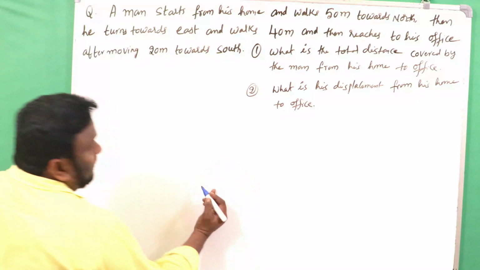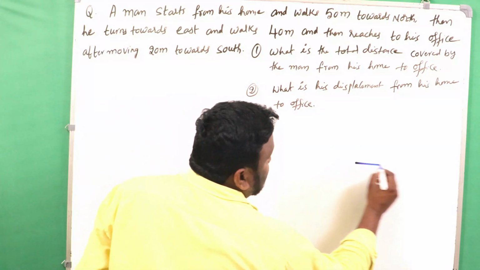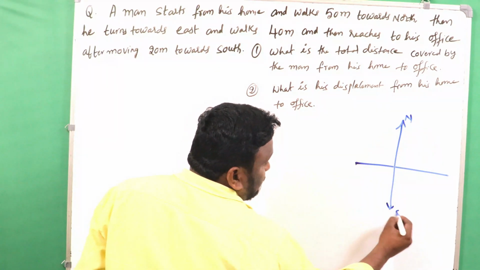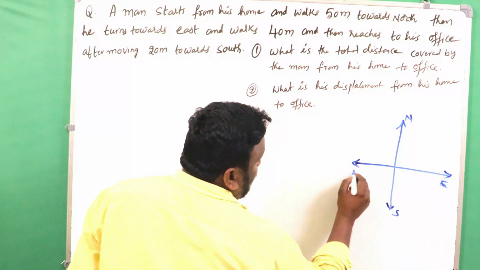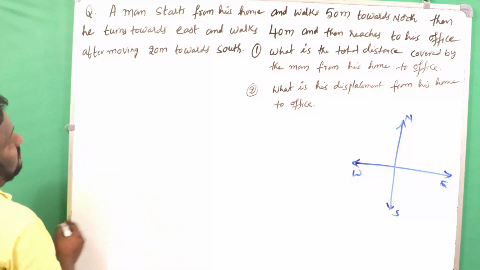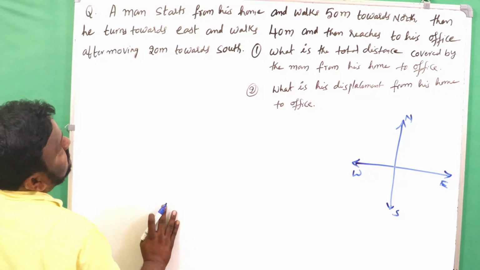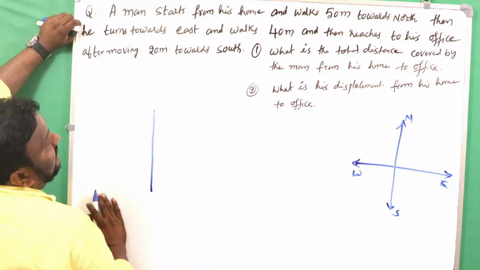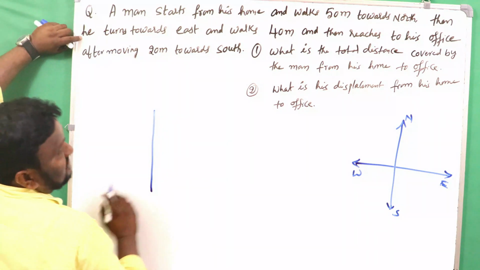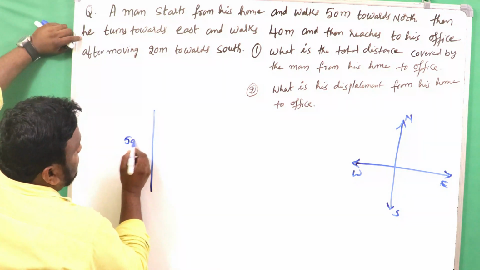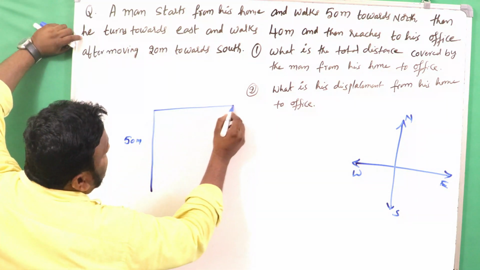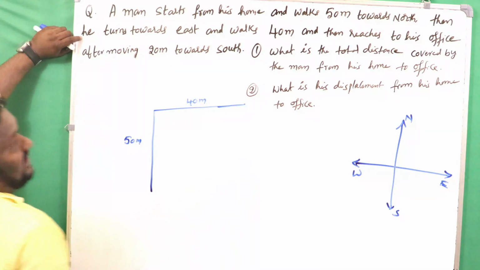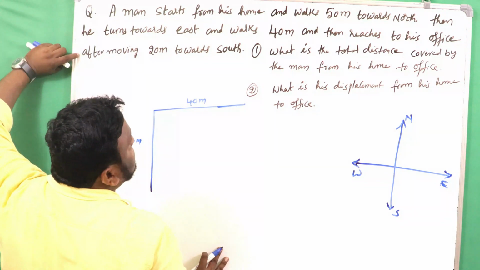The first thing, we have to draw the directions like this. So obviously this top is north and bottom is south, and this one is east and this one is west. Clear? So what he was saying, first he started moving towards north, 50 meters, and then after that he turns towards east. So this is the 50 meters and now he turns 40 meters. Here it is 40 meters and reaches his office after moving 20 meters towards south.